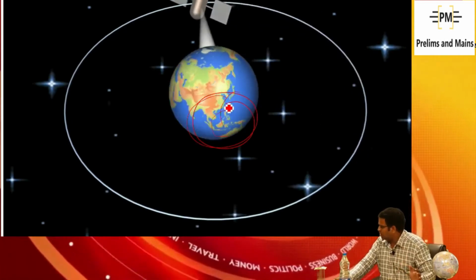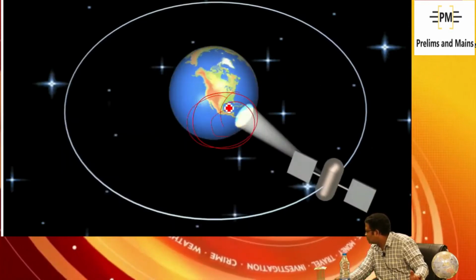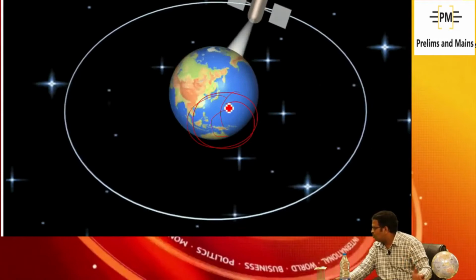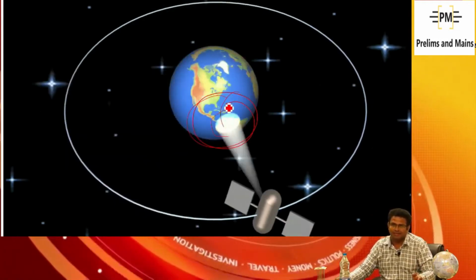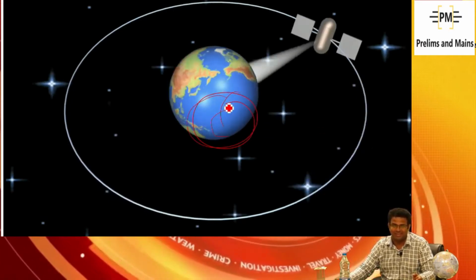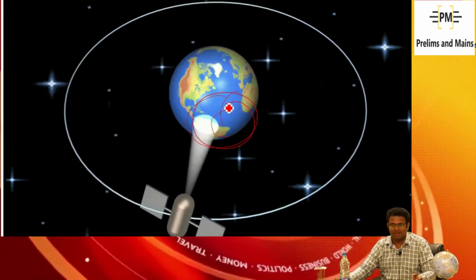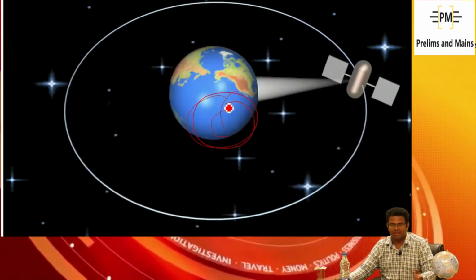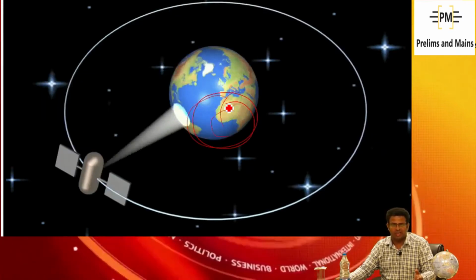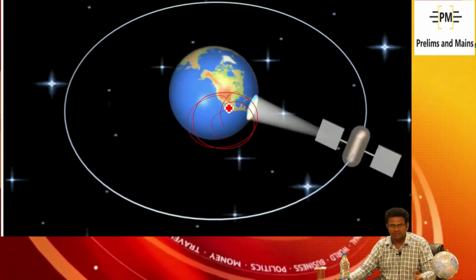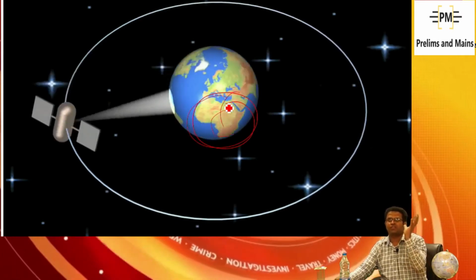So what is a geostationary satellite? Not with the naked eye, you can't see it. Some telescope is required to watch all this. I am talking about, for example, your dish antenna. If you have heard about a dish antenna, for receiving broadcasting and TV channels, it is always fixed.